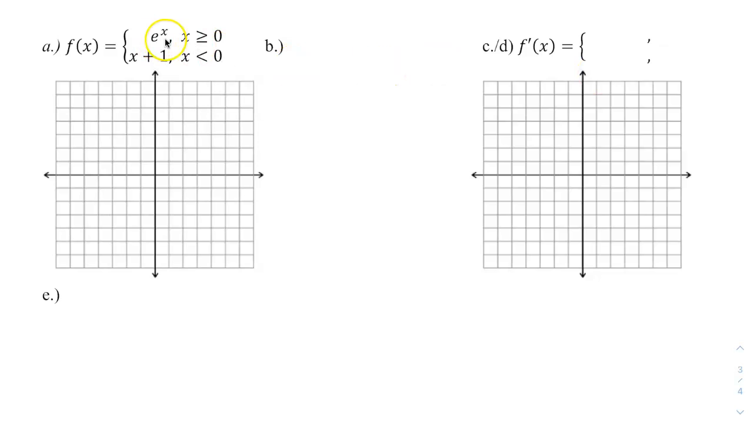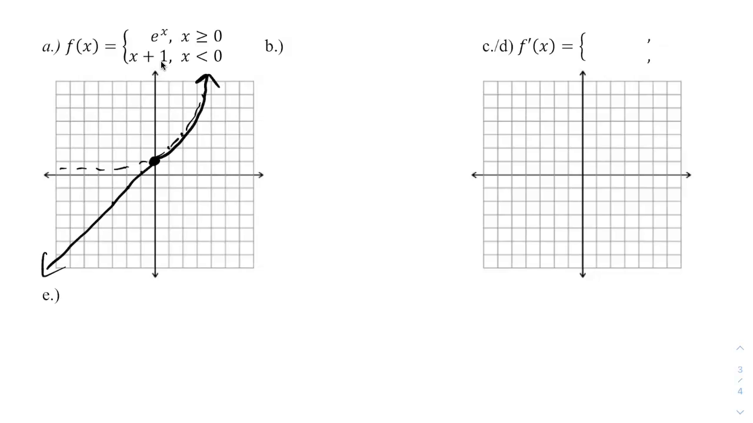We're going to graph e to the x when x is greater than or equal to 0. So e to the x looks kind of like this, and we want where x is greater than 0, so I want a closed circle here, on this side. Then we have x plus 1. So x plus 1 starts at 1, with a slope of 1 over 1. We want the left side of this one, so it's going this way.